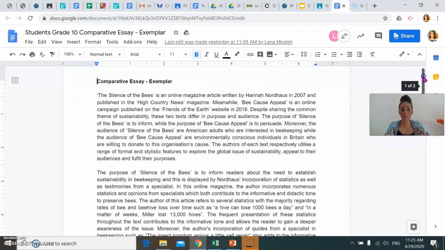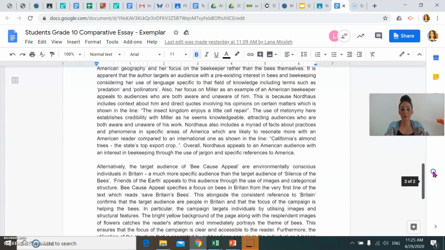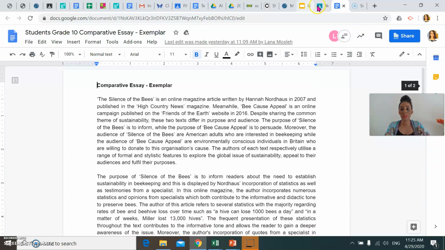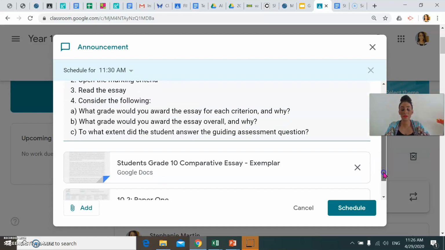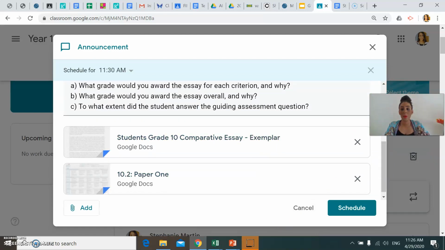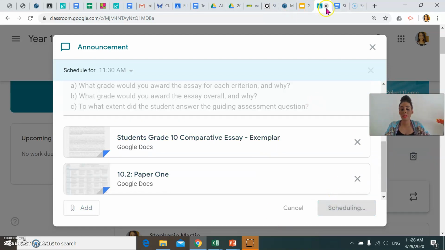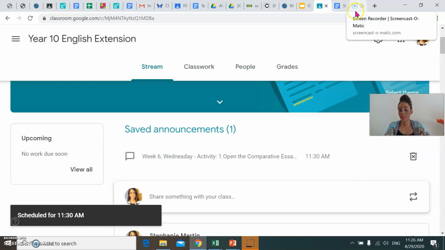So I want you to have a read of this, okay, all the way to the bottom. Then you'll be able to see on Google Classroom as well the criteria that you can have a quick click on, okay? And once you've done that, guys, we're going to come back together and I'm going to tell you what I would grade it, okay? And we'll have a chat about what was done well and what wasn't done so well. So I'll see you in a few minutes.